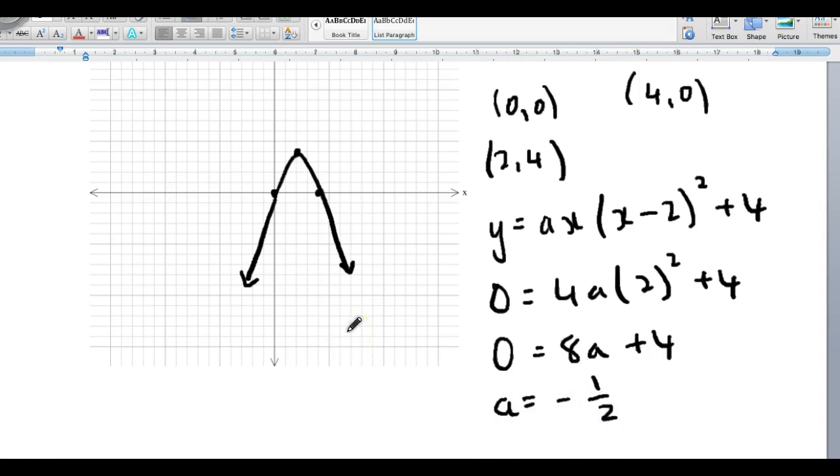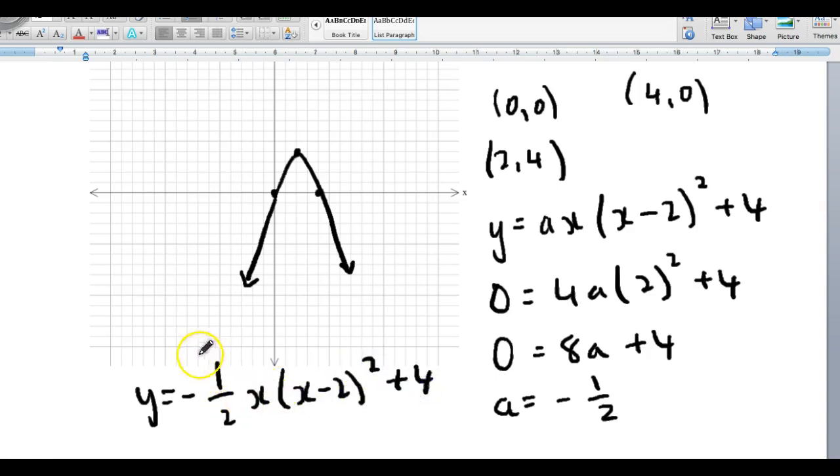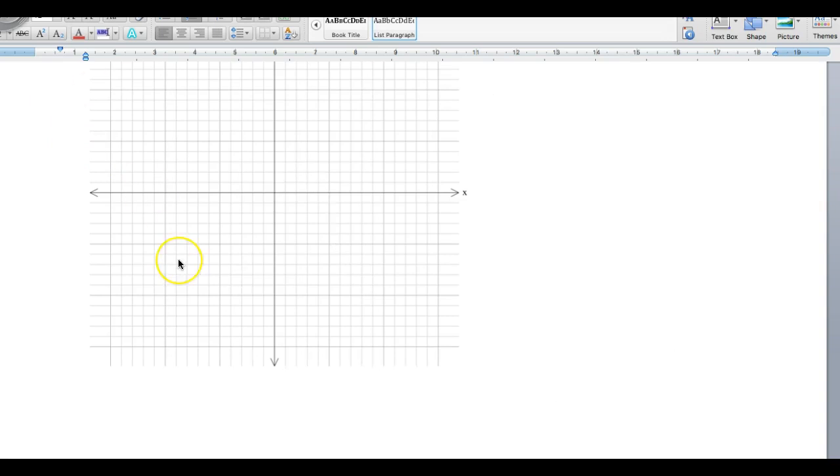I knew there was enough information there when I did it. So it just required you to find this extra point, and it would have helped if you drew it first. So your equation is y equals negative a half (x minus 2) squared plus 4. And this half you can write as over 2 if you prefer. It doesn't really matter. Okay, are we done yet? Are there any more questions?